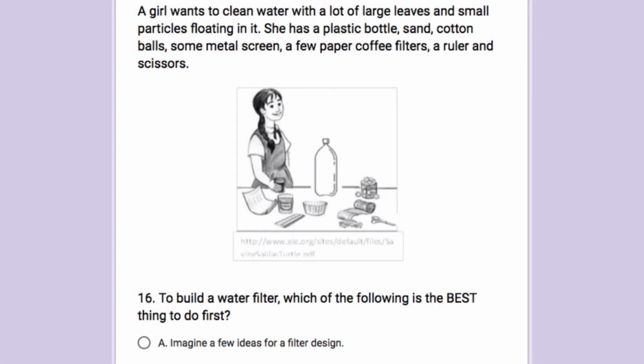It might be helpful, depending on your population, to clearly identify the intention of the question. So here, which of the following is the best? The word best has been capitalized. You could bold it, you could underline it. We don't want the students to be struggling with the question. We want them to be really trying to match up the best answer in this case.